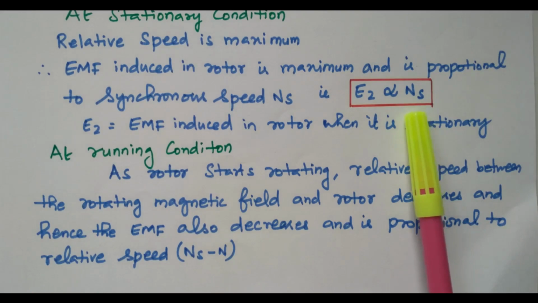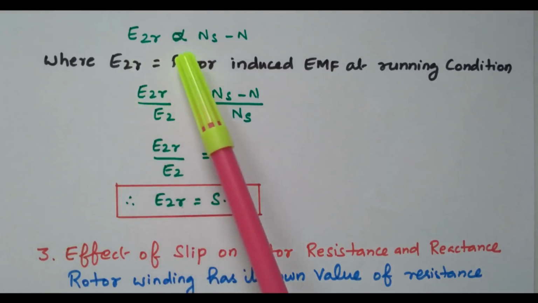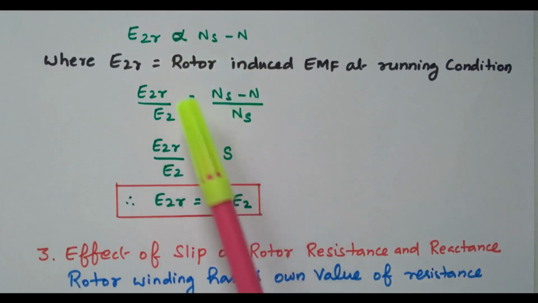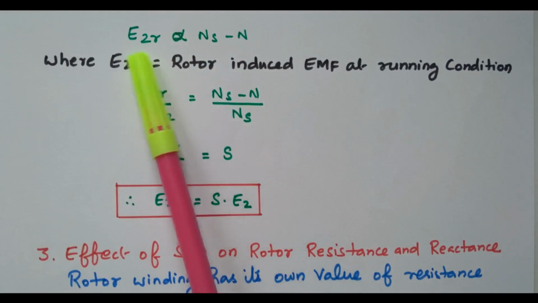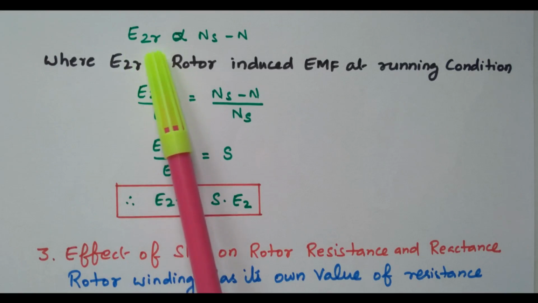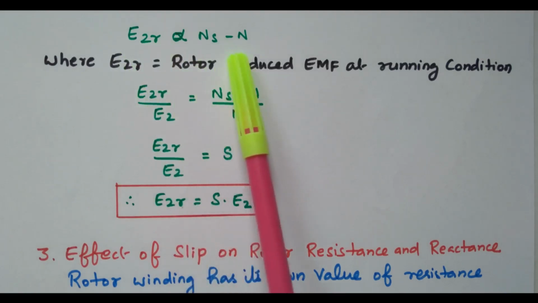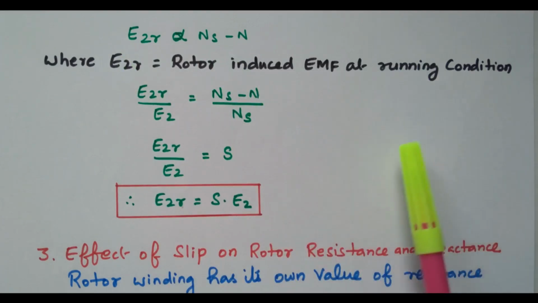When it starts rotating, there is a difference between the speed of the field and the speed of the rotor, so the induced EMF depends upon Ns minus N. So E2R is directly proportional to Ns minus N. E2 means rotor EMF induced in the rotor under starting condition. E2R refers to EMF induced in the rotor under the running condition, that depends upon the difference in the speed, right. So that gives the rotor induced EMF at the running condition.